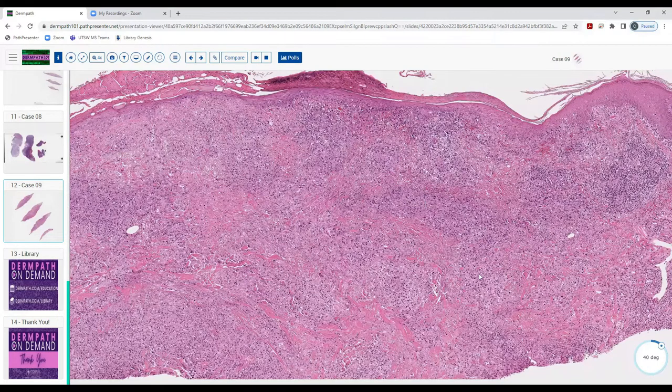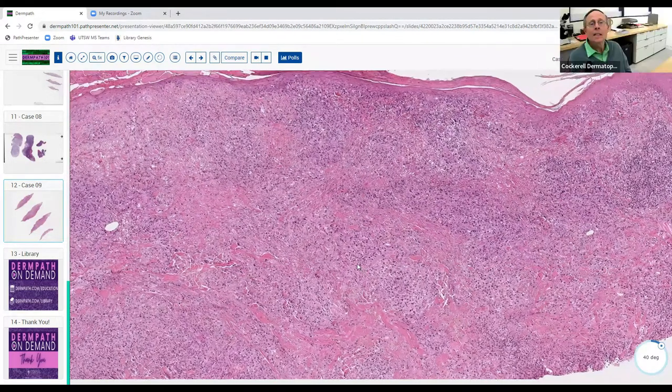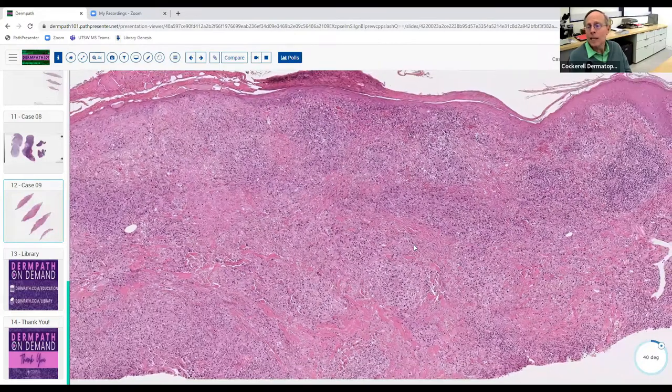Like CD30? Yeah, CD30 stain. And that's positive in the vast majority of these cases. There actually are some of the subtypes that are more CD8 positive and don't have as much CD30 staining, but we generally will do CD30 when we're really trying to establish the diagnosis.